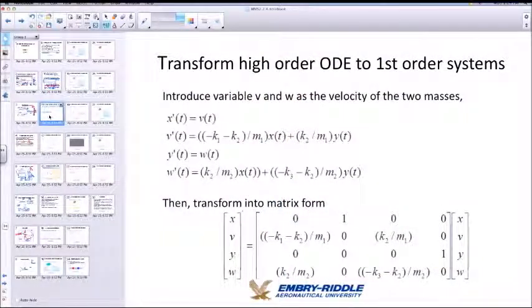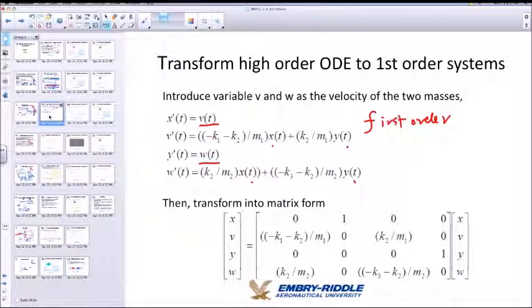We can do the same thing as we did before. Introduce a velocity v for x, the first mass, and a velocity w for the second mass. And then the other side, this x y and the x y are the same. So we got a trade-off. Instead of second order, see, you all got first order.